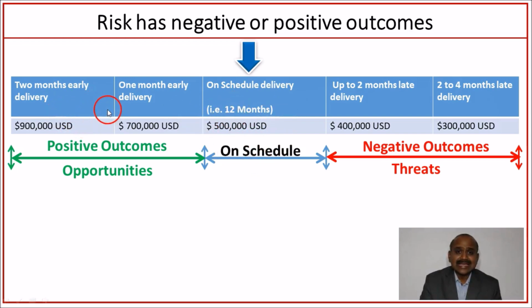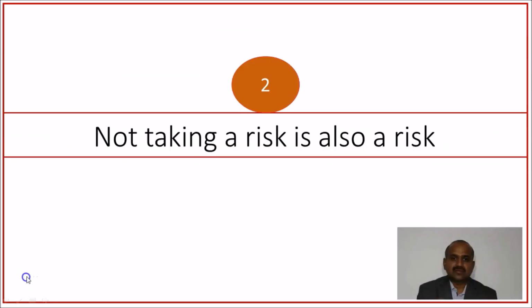That means there is an extra bonus or reward of $400,000 for delivering the project 2 months earlier than the agreed period, up to the satisfaction of stakeholders. So risk can be either positive or negative. If there is a negative outcome, these are called threats. If there is a positive outcome, these are called opportunities.